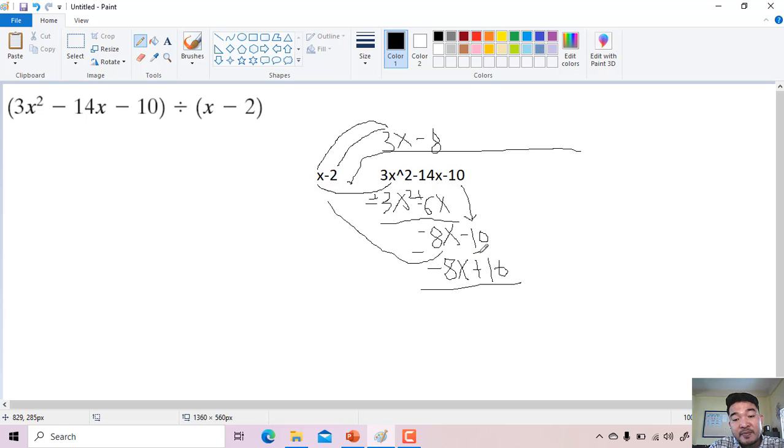16. So magiging negative 26, then we proceed to addition. So you will have negative 10 plus negative 16, that is equal to negative 26. So negative 26 is our remainder. Our quotient is 3x minus 8, and this is our remainder, negative 26. So, the same lang din yung pag-divide natin ng numbers sa long division method kapag polynomials yung ating i-divide. Okay?